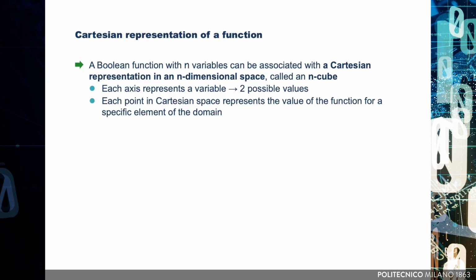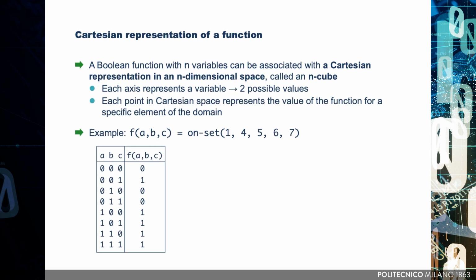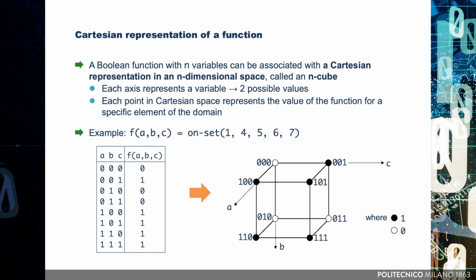Each vertex in the n-cube represents a point in this n-dimensional space characterized by specific coordinates, meaning the values of each binary variable and the corresponding value of the function. Let's look at an example. We consider a function with 3 variables and the onset listed here. The representation using a truth table is already familiar to us. Now we can move on to the representation in a 3-cube, a 3-dimensional cube.